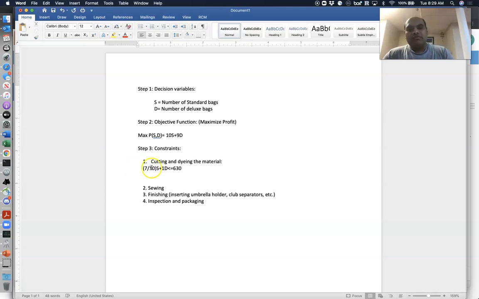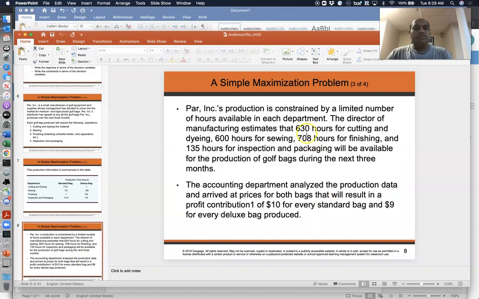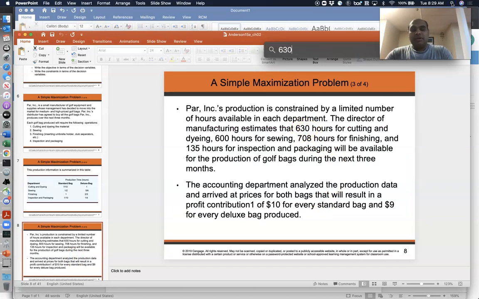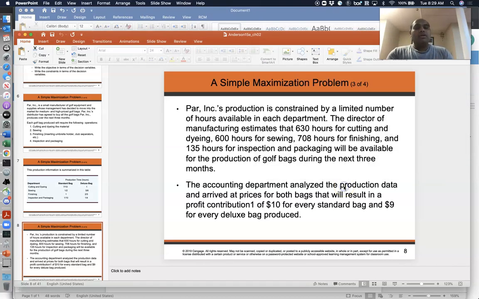Now, if you're not comfortable working in fractions, one option is to convert all the data into minutes. For example, 1 hour is 60 minutes, so 7/10 of an hour is 42 minutes, 7 times 6. And 1 hour is 60 minutes. In that case, you would have to convert 630 hours also into minutes. So 630 hours will be 37,800 minutes.